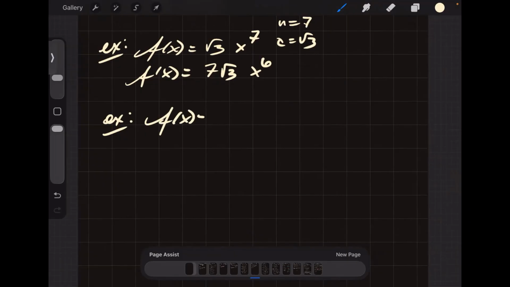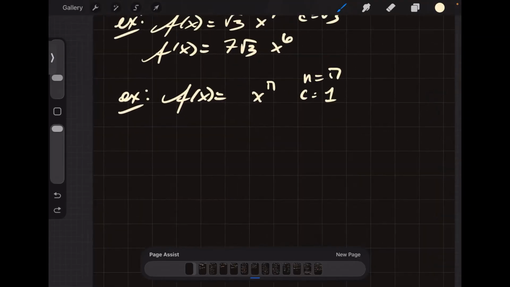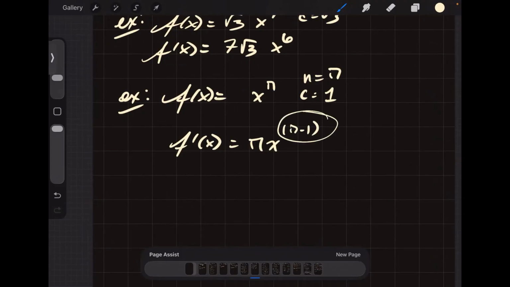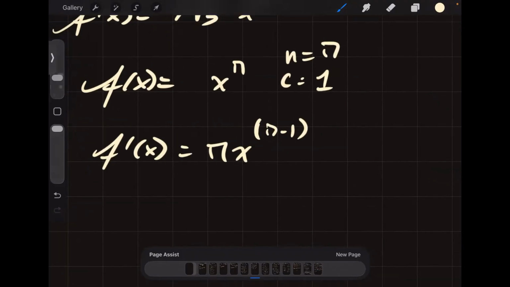F of x is equal to x to the pi. N is equal to pi. C is equal to a magical hidden 1 right here, right? I'm just not going to write it anymore. F prime x is going to equal pi x to the pi minus 1. Again, pi minus 1 written like that, okay? I'm going to gently insist that you have parentheses, okay?